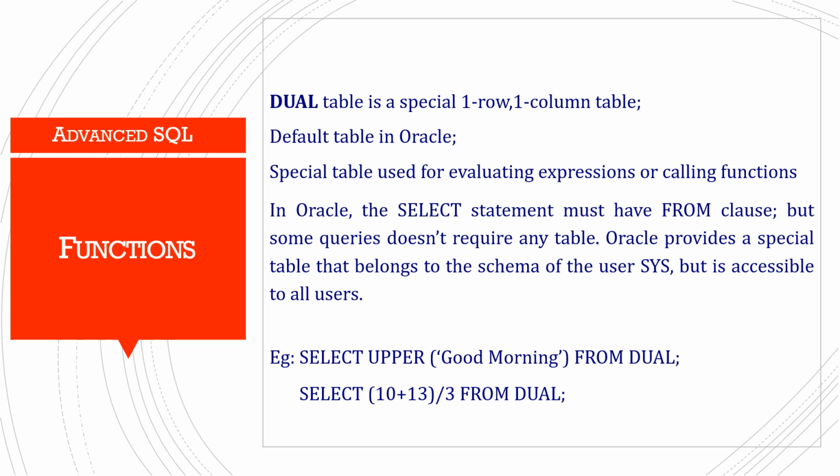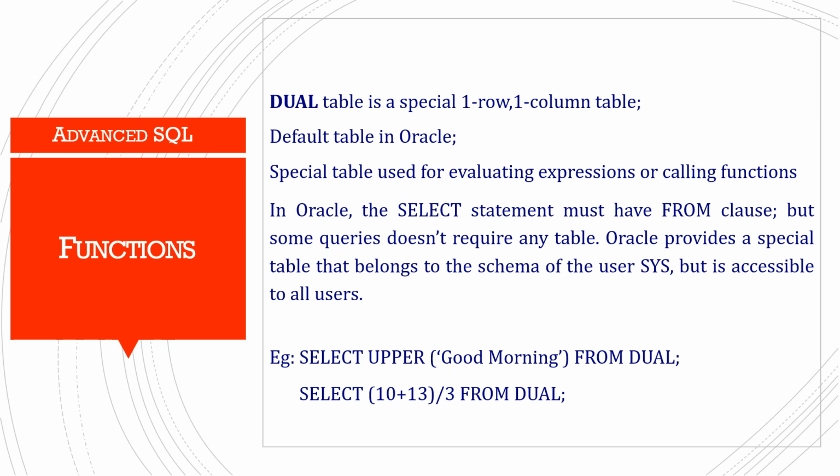But some queries don't require any table. For example, select 10 plus 13 by 3 from a table. This dual table can be used there. Oracle provides this special table, which belongs to the user sys and is accessible to all users. So, select 10 plus 13 by 3 from dual. This from dual is a default table used in Oracle, which consists of only one column named dummy.